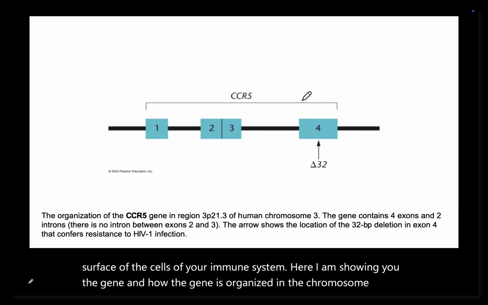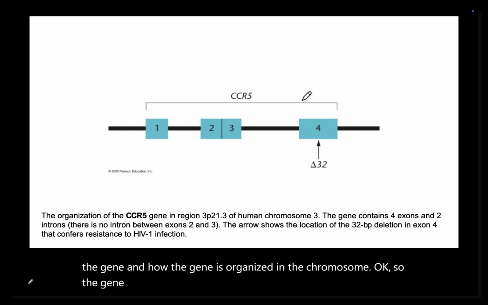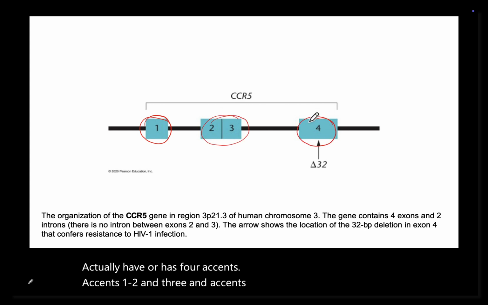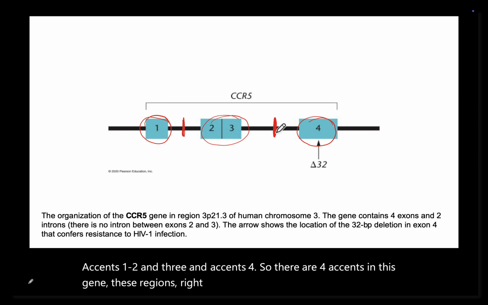Okay, so the gene for CCR5 actually has 4 exons. Exons 1, 2, 3, and exon 4. So there are 4 exons in this gene. These regions right there, where there are no numbers, those are the introns.